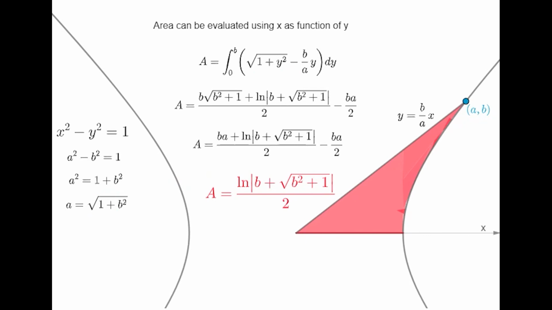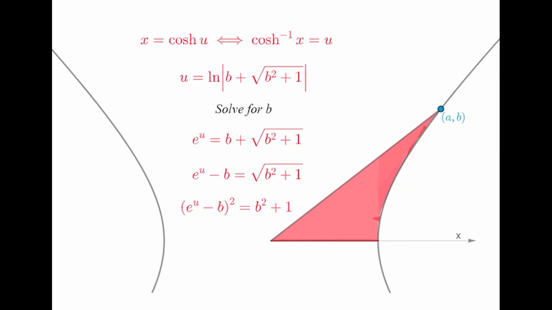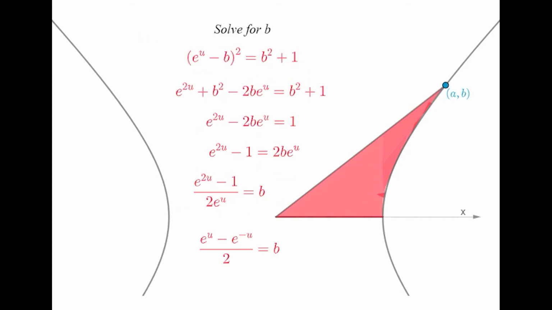So now what is 2 times area? That is natural log of b plus square root of b squared plus 1, which is equal to u. As we said earlier, u is equal to 2A. So now we have to solve for b. Take exponential on both sides, so we get this expression, taking square and cancelling terms. Finally we get b is equal to e to the power u minus e to the power minus u, divided by 2.